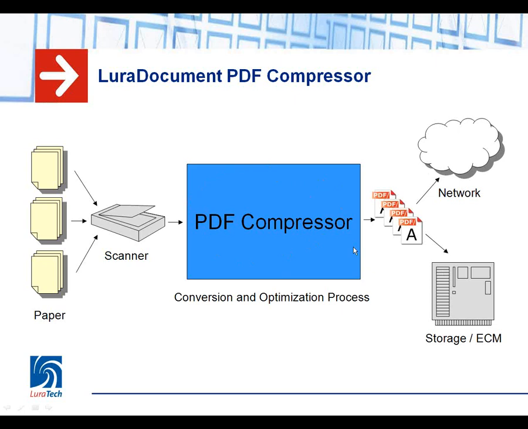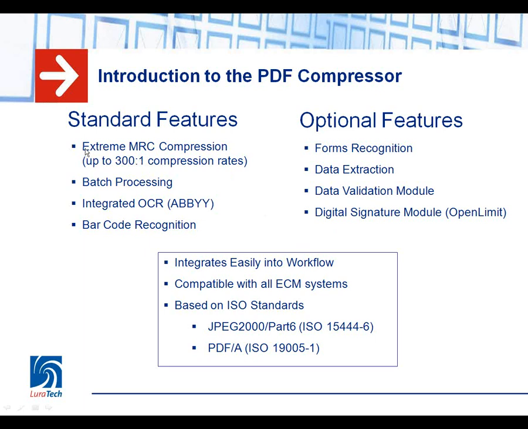And just a quick overview, today we're going to be taking a quick look at what MRC compression looks like and how we can achieve very, very incredible compression rates while maintaining the image quality of scanned documents, how batch processing works, and then also how to output full-text searchable PDF files and also extract those OCR results in separate files using the ABBYY OCR engine. And then we're going to take later on a quick peek at how barcode recognition works.